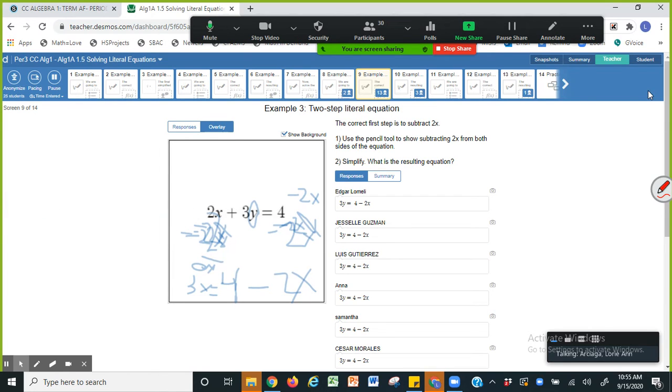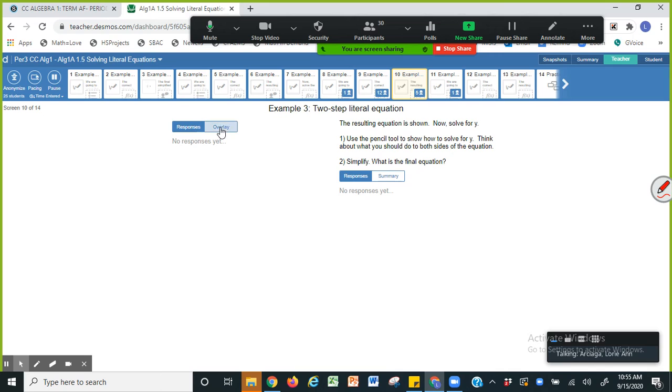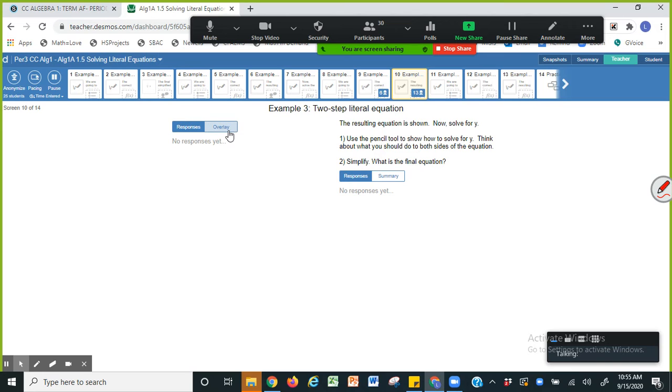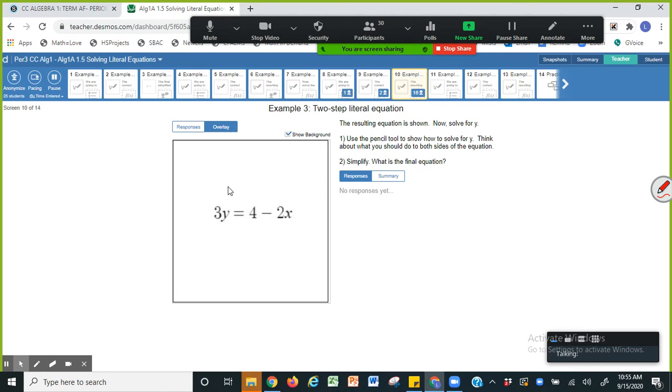All right. I can see some of you move on to number 10. Let's see what happens in number 10. Here we go. So now the resulting equation is shown, and that's the same one you guys got, right? 3y is equal to 4 minus 2x. So the next thing you will do is simplify it now. So what will you do with the 3 so you can get the y by itself? 3 was multiplied to y. So what's the reverse operation? How do you undo multiplication?